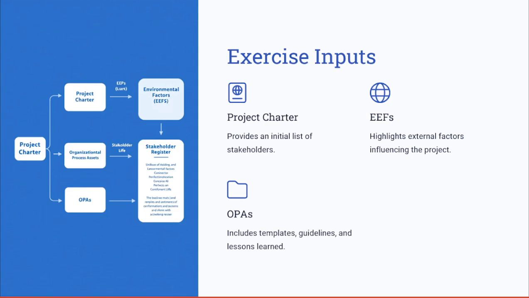The key inputs that we are going to utilize to complete this exercise include the project charter, which provides the initial list of the stakeholders. We also have the EEFs, or the enterprise environmental factors, which highlight the external factors that influence the project. Finally, we'll use the OPAs, including the templates or guidelines and lessons learned, which offer a standardized format and inform your approach.